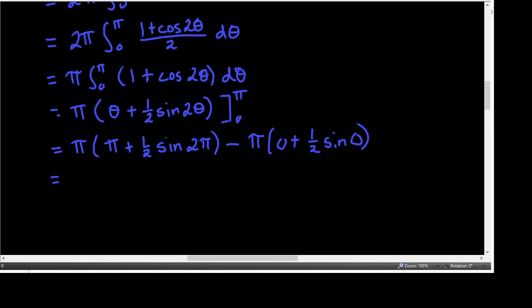So distributing the pi, we get pi squared plus 1/2 times the pi we're distributing times the sine of 2 pi, excuse me. And the sine of 2 pi is 0. And so our final answer is pi squared.